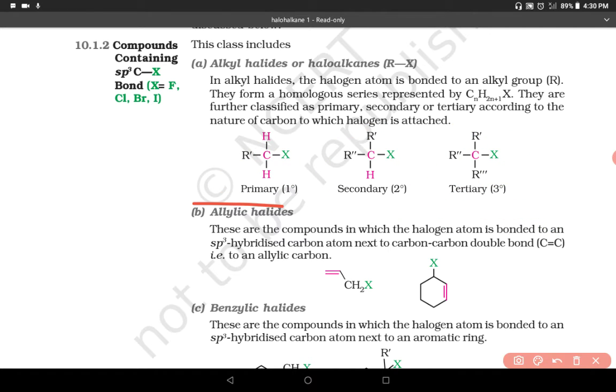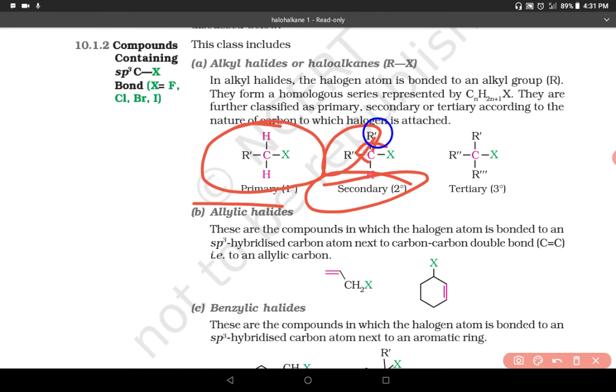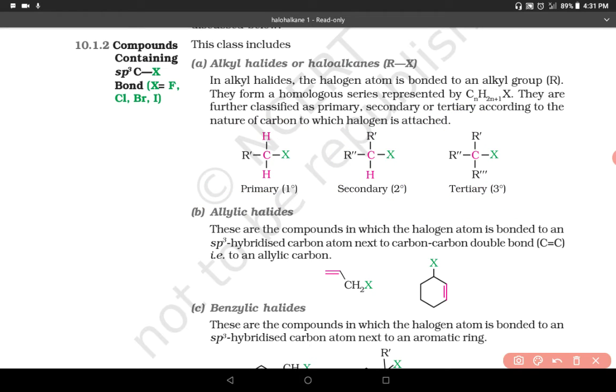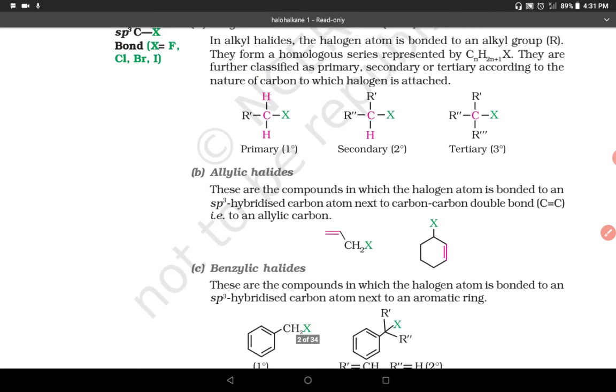Primary for one carbon attached to the sp3 hybridized carbon, secondary for 2 carbons, tertiary for 3 carbons attached to the sp3 hybridized carbon. Clear with this? The main things to focus on here are the homologous series and this classification. Let's move on.